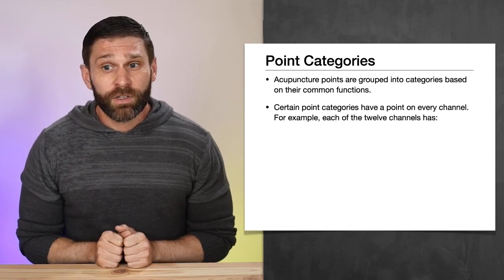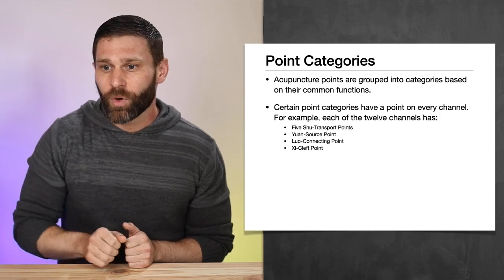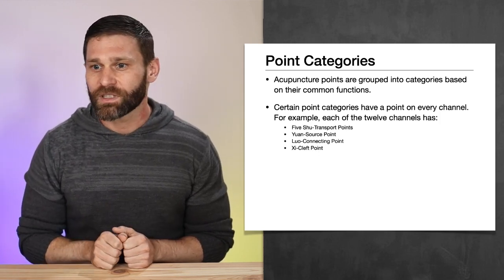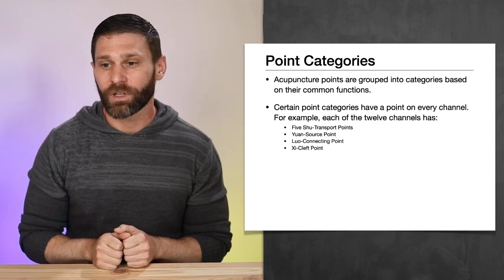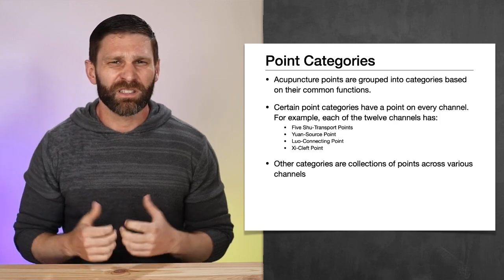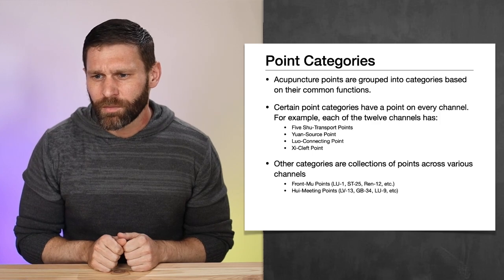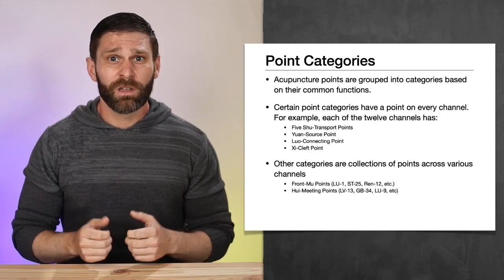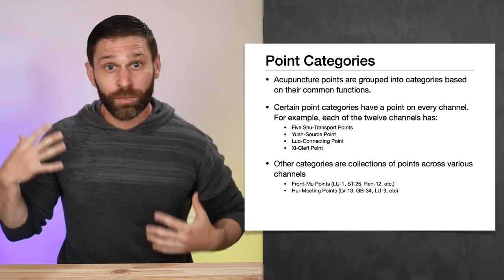And then this is what we were saying before. Certain point categories have a point on every channel. So each of the 12 channels has the 5 Shu-Transport points. Each of the 12 channels has a Yuan-Source point, Luo-Connecting point, Xi-Cleft point, and so on. These exist on all the channels. Whereas there are other categories that are just collections of points. So when we talk about front Mu and back Shu points, there's not one on each channel. They're spread all over the body.